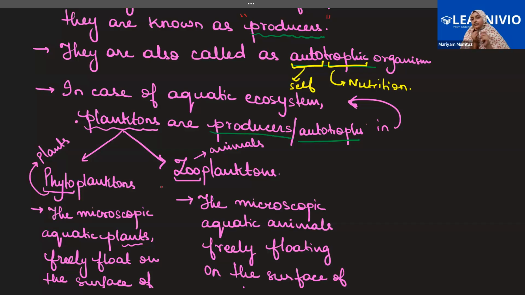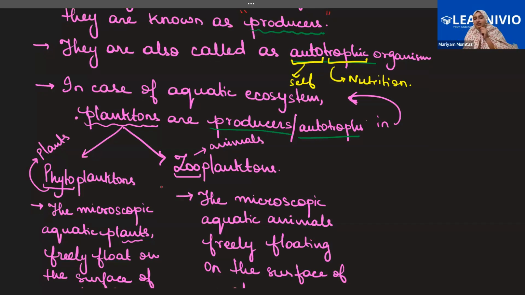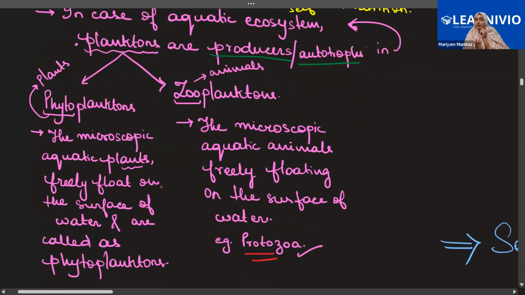That is a plankton. Now, plankton are the producers in the case of aquatic ecosystem. They are the producers, meaning they synthesize the food. Since the normal land plants will not be obviously present in the aquatic ecosystem, planktons will be doing the work. Now, these planktons, they are of two types: phytoplanktons and zooplanktons.